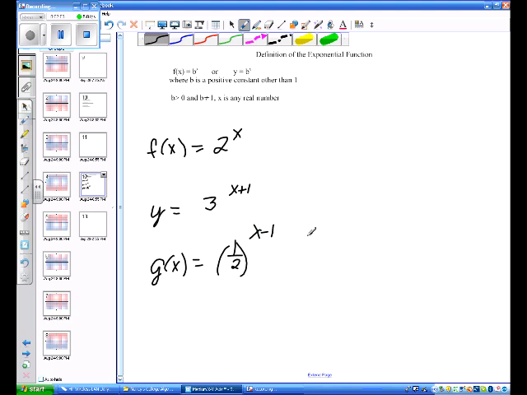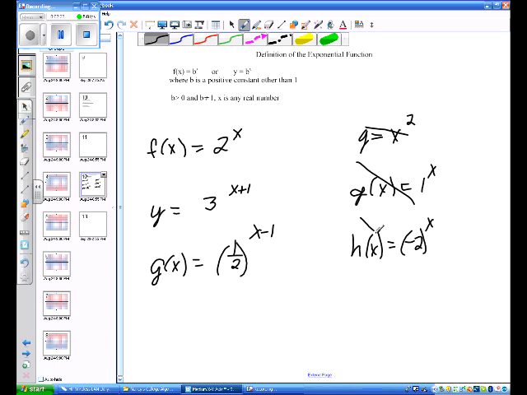Some things that would not be an exponential function: y equals x squared. That's not an exponential function because our variable is not in the exponent. Another one would be g of x equals 1 to the x. This would not be an exponential function because our base is 1, and our base cannot be 1. Or if we had h of x is equal to negative 2 raised to the x, that would not be an exponential function because our base is a negative number.